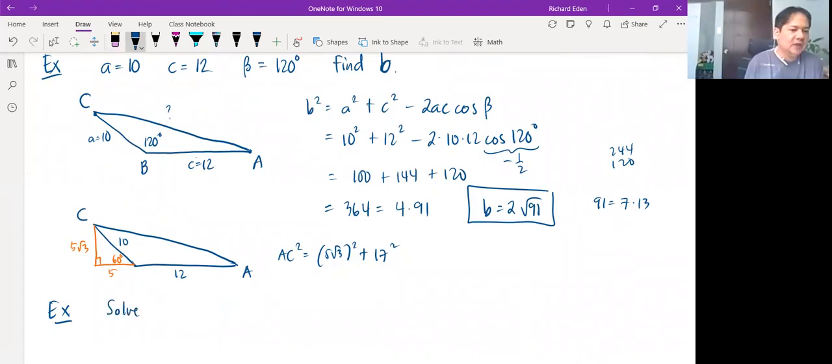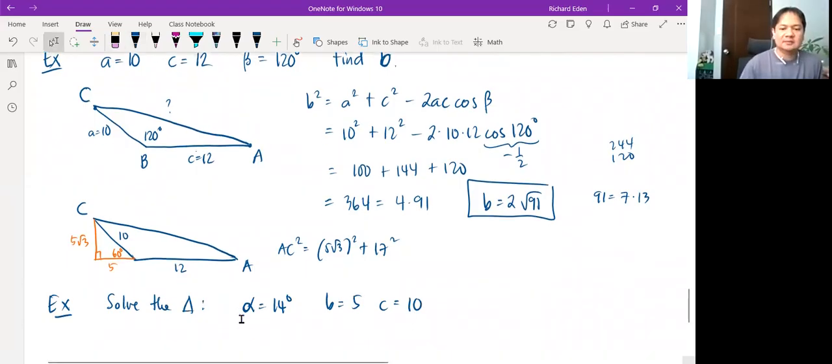Solve the following triangle. Alpha equals 14 degrees, B equals 5, and C is equal to 10.